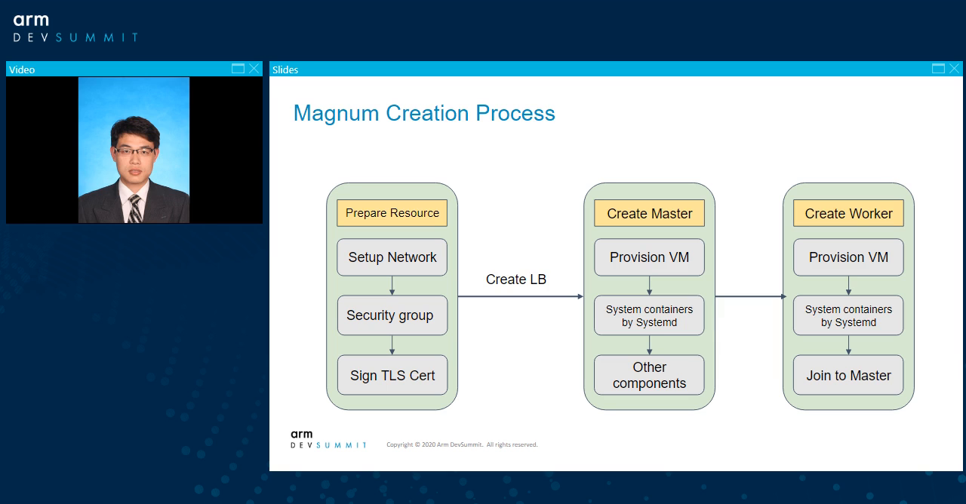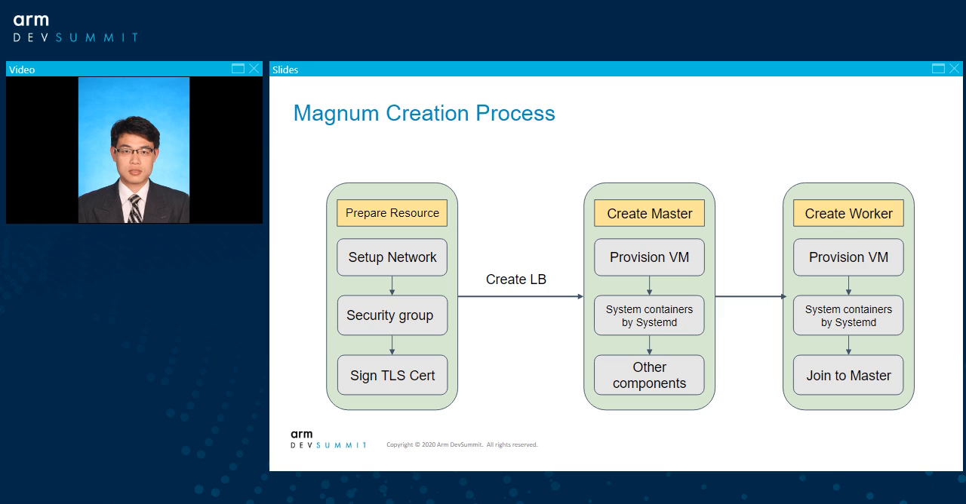First is the general information. We need to prepare the resources and set up the network, because we are at the infrastructure as a service level. We need to set up the private network for the cluster, set up the security group, and also sign the TLS cert for Kubernetes. After that is the creation of the load balancer we referred to on the last slide.